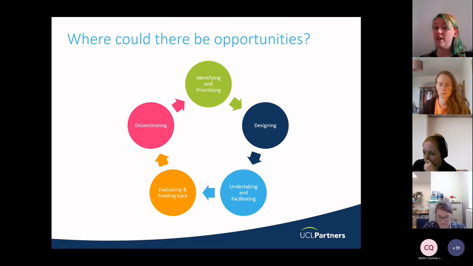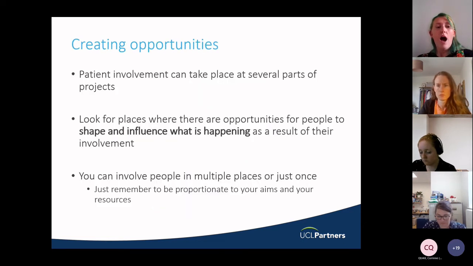So is it on designing materials and how things are delivered? If yes, they can have an influence there, that's where you want to put patients. You can involve people in multiple places or just one. So think about going back to that ambition of what it is you want to achieve. Is it something that will just be a one-off? Is it that you just want to hear from patients who have gone through a simulation, and you want their feedback on how this new healthcare pathway works for them? That's fine. That's a one-off.